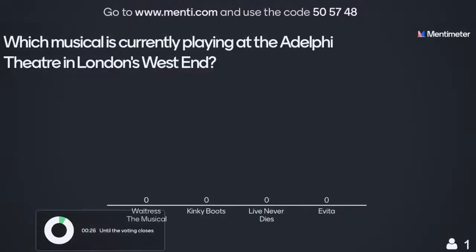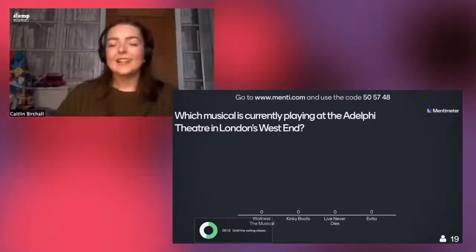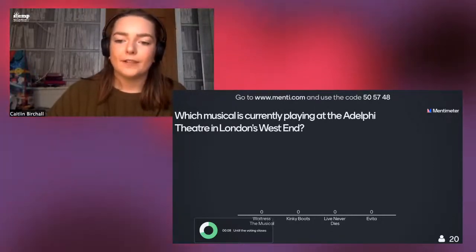Moving on. So your next question is, which musical is currently playing at the Adelphi Theatre in London's West End? Is this on your screens? Waitress the Musical, Kinky Boots, Love Never Dies, or Evita. Wow, that famous sequel to Phantom of the Opera, Love Never Dies.